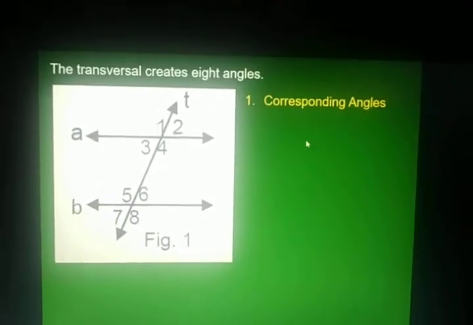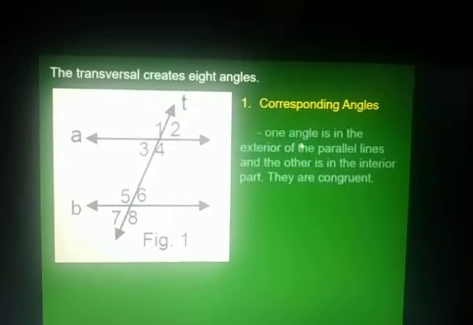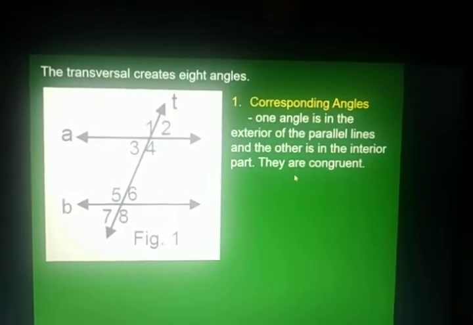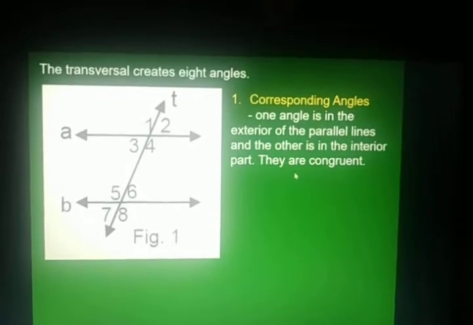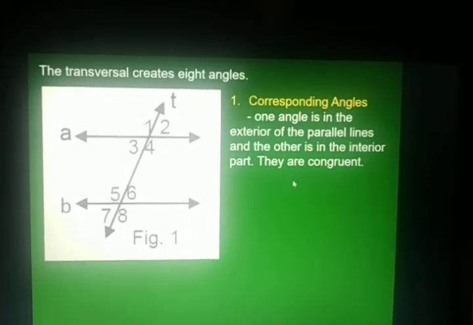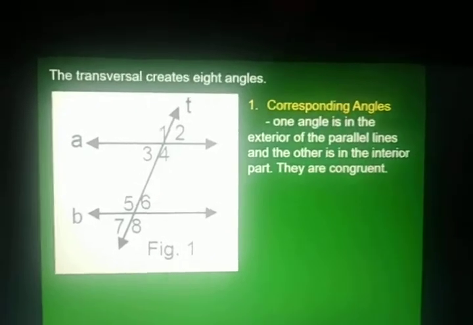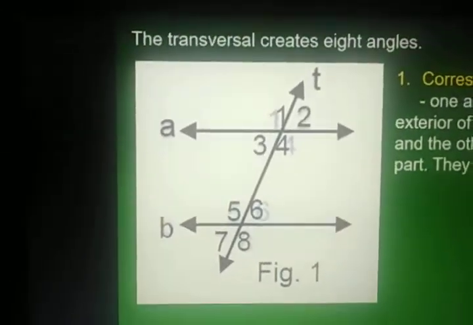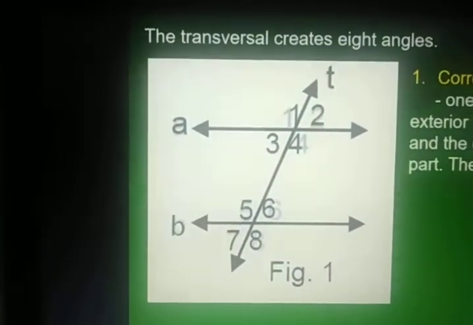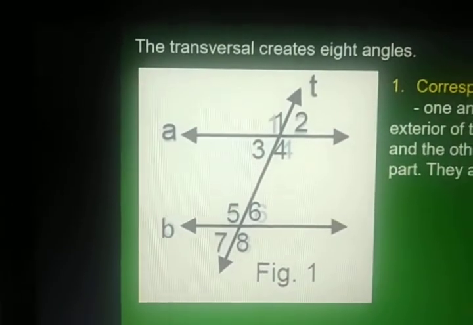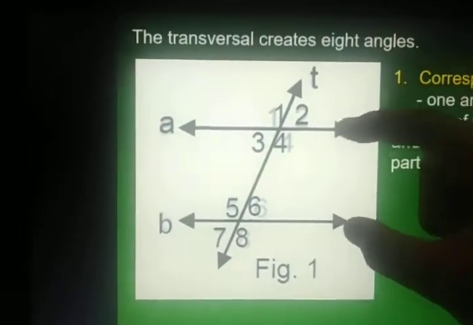This is the first one. Corresponding angles. One angle is in the exterior of the parallel lines and the other is in the interior part. They are congruent. Okay, let's study first about exterior and interior angles. When we say exterior and interior angles, this has something to do with the parallel lines. These are the parallel lines.